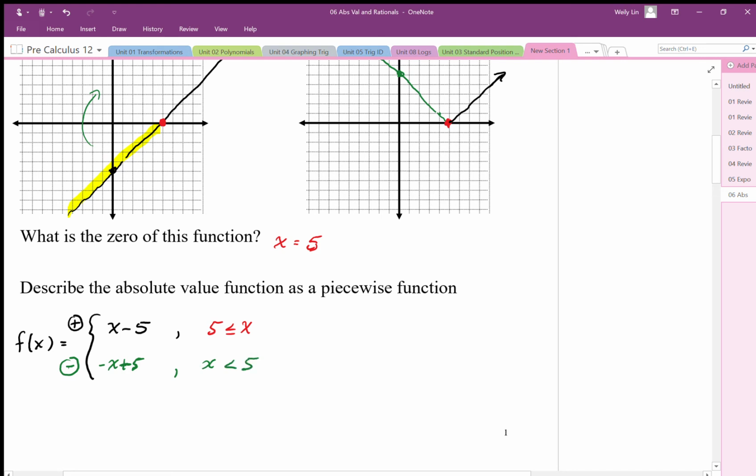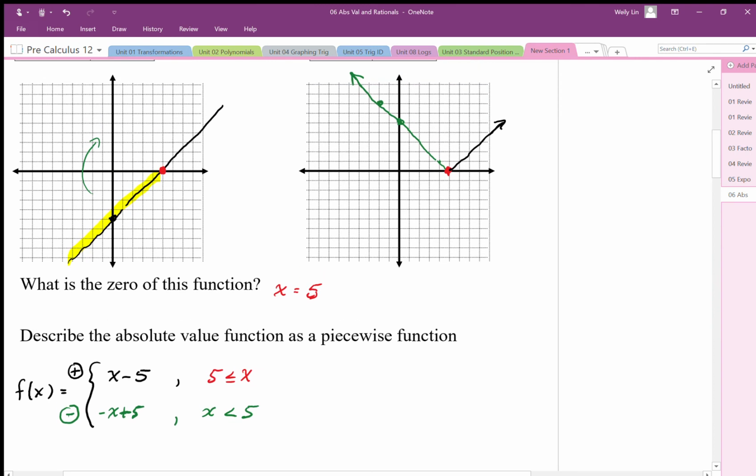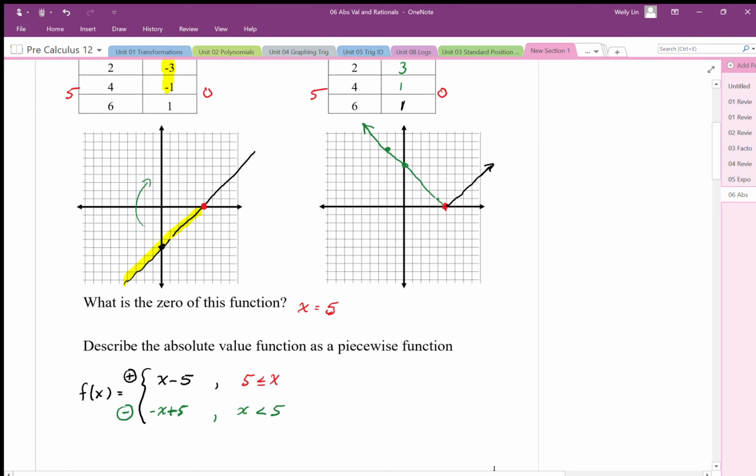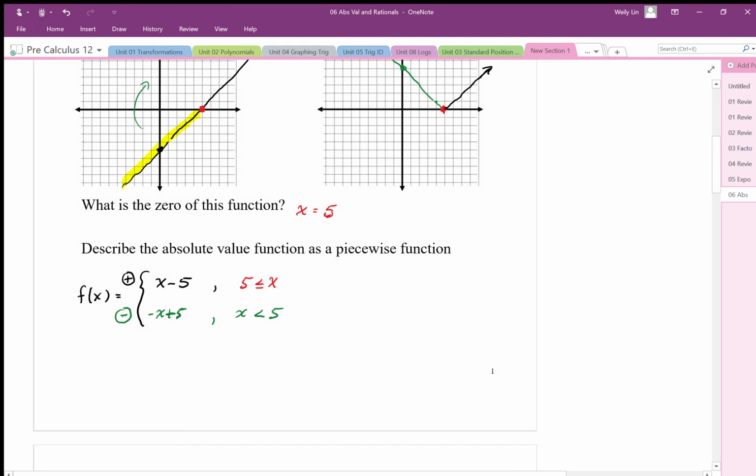Okay, so this is what my graph's going to look like. So it's going to have a positive domain, which is the black part of that graph. It's going to have a negative domain, which is the part that got flipped. And we show that by that negative x plus 5. Now we could also do it like this. We could see that we're just flipping the original x minus 5 equation as well. So that's another way we can show it.